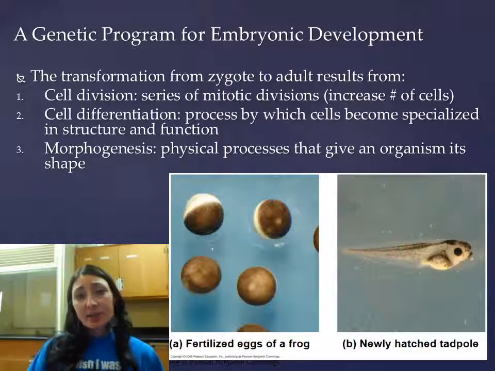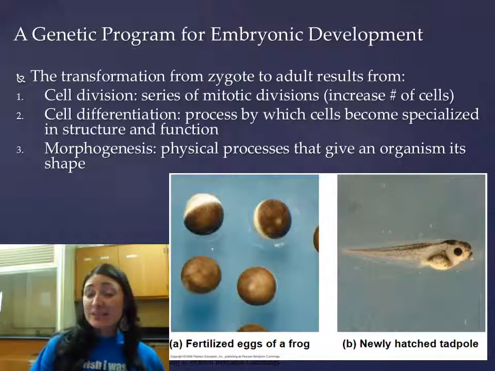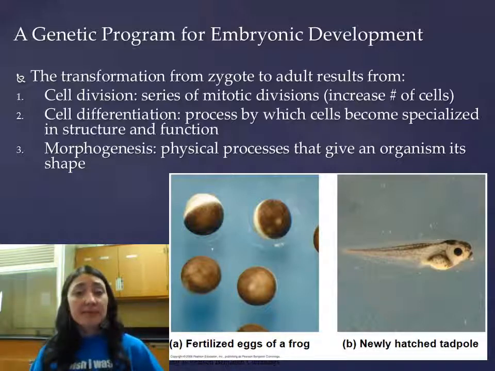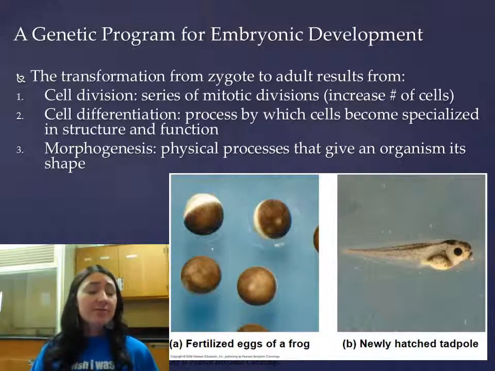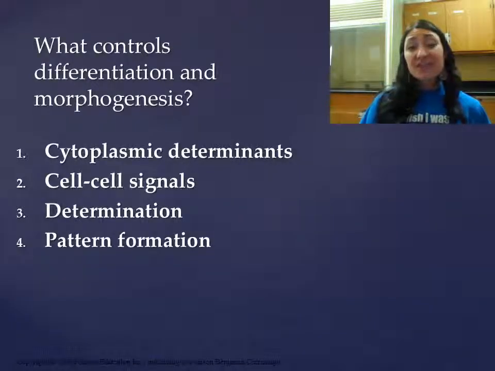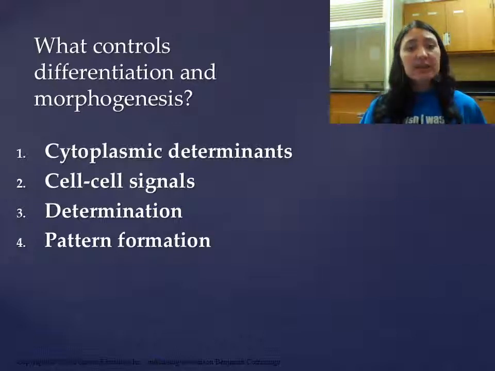You're also going to need cells to differentiate, and this is how we get cells that are specialized in both structure and function. Your muscle cells have a very different structure and a very different function than your skin cells do. And lastly, morphogenesis, and this is the physical process that gives an organism its shape. There are 4 things that control differentiation and morphogenesis, and that is cytoplasmic determinants, cell-to-cell signaling, determination, as well as pattern formation. We're going to go into each of those.